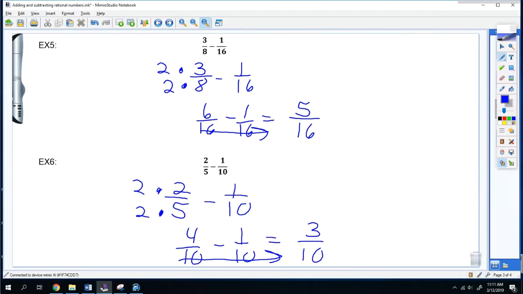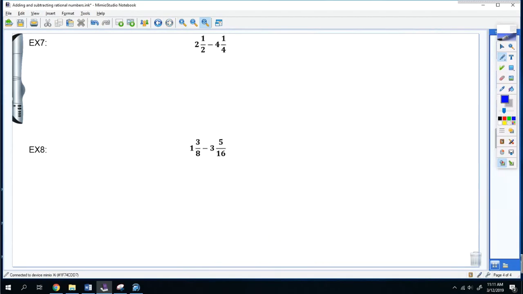Okay, so now we're going to subtract mixed fractions. So we have 2 1/2 minus 4 1/4. So you have to change that. So I'm going to change 2 1/2 to improper. So by doing popcorn, so you multiply and then add. So 2 times 2 is 4, plus 1 is 5. So it'll be 5 over 2.